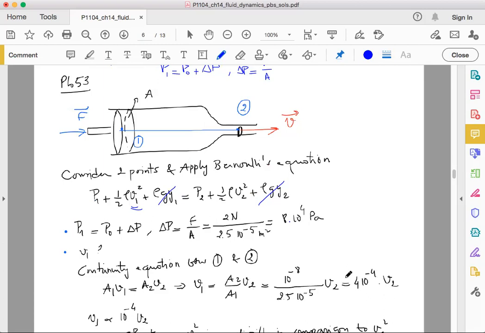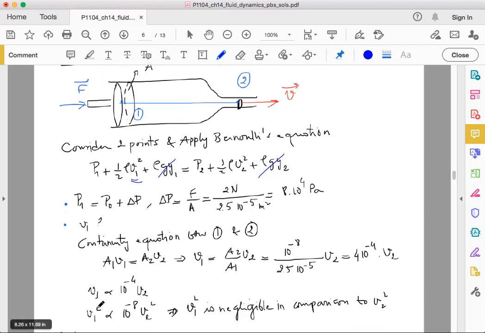So V1 is already very small compared to V2. Also, in the equation we don't only have V1, we have V1 squared. So if V1 is proportional to 10 to the power minus 4 V2, then V1 squared is proportional to 10 to the power minus 8 V2 squared. So V1 squared is really very negligible compared to V2, and so we can neglect this term inside the equation. We already get rid of this term, V1 squared, which we said is negligible.